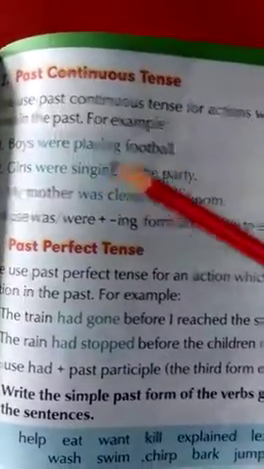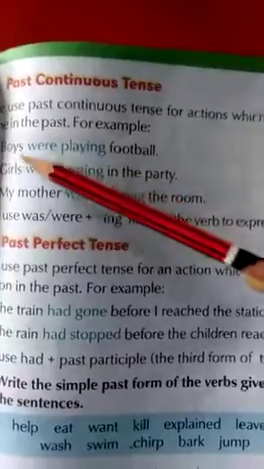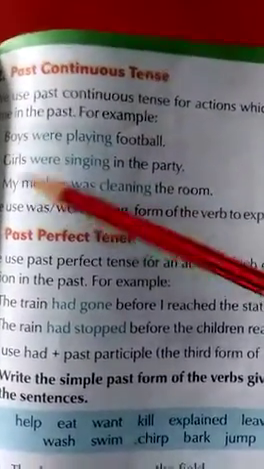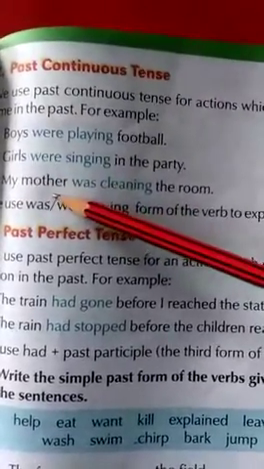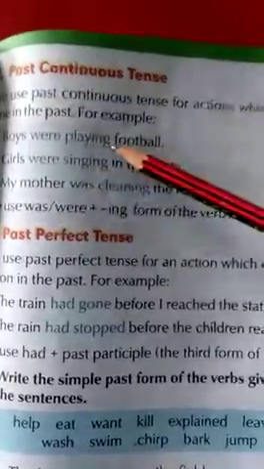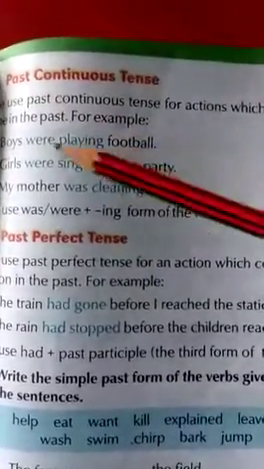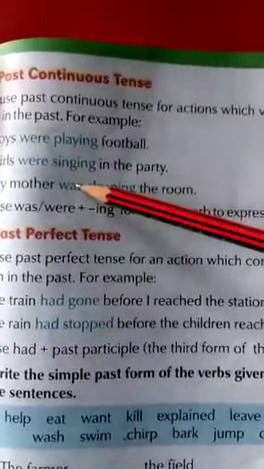Like here, boys were playing football, because boys is plural, so we use were. If it is boy, then boy was playing football. Here girls is a plural subject, so we use were. My mother is singular, so we use was. So as in the present continuous tense, we use was and were with the ing form of the first form of the verb.